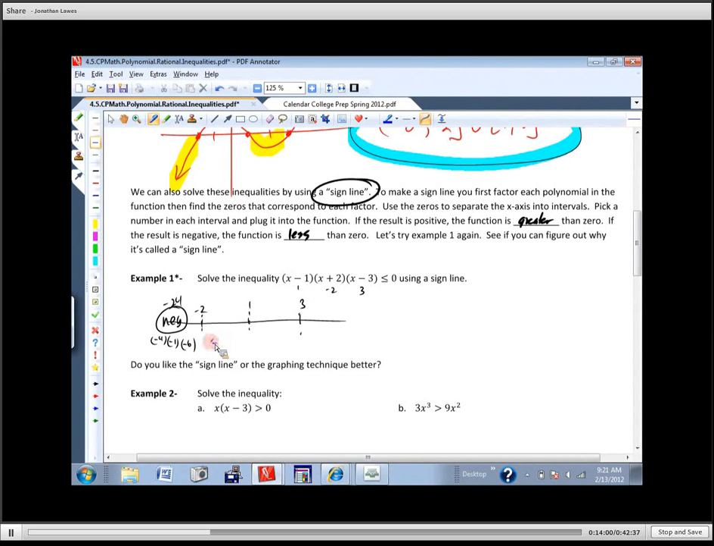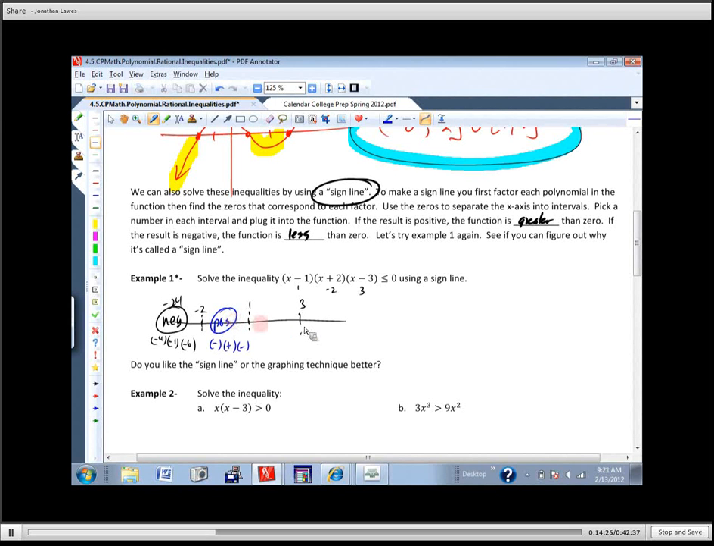Negative. If I plug in a 0, what's the sign of this factor? 0 plus 2? Positive. 0 minus 3? Negative. Now, I don't really care about the numbers. What I care about is I've got a negative times a positive times a negative. Two negatives make a positive. So this is positive.